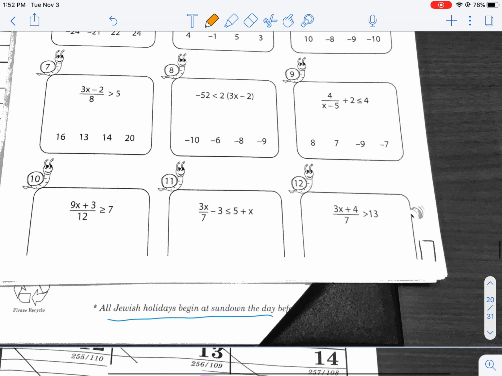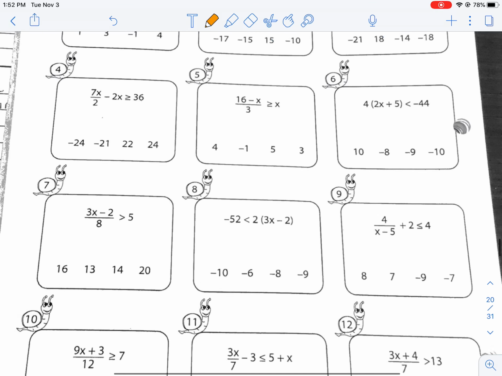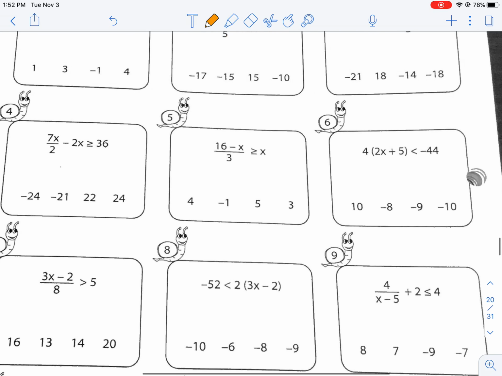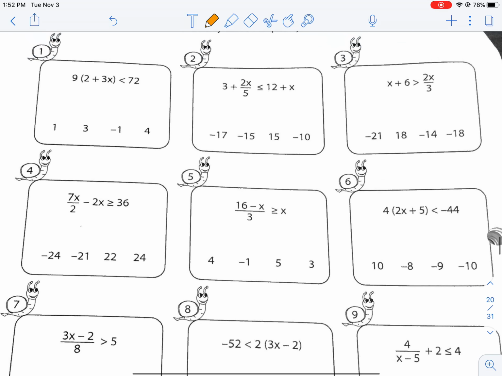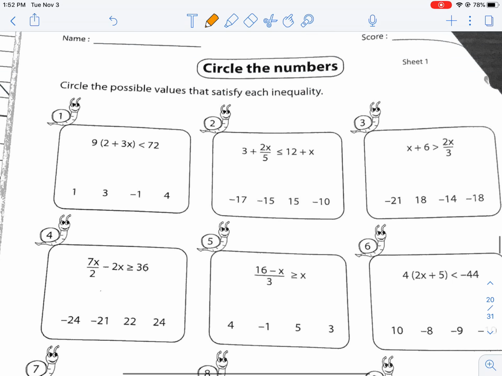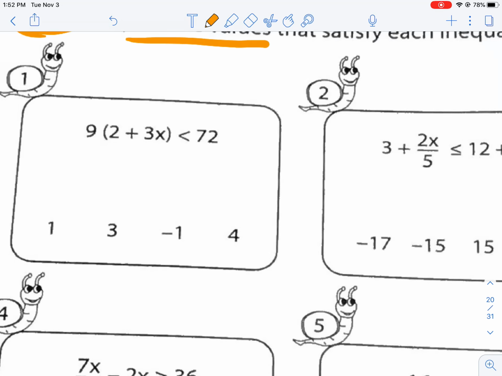let's flip to page 17. I want to do a few of these. These are just a little bit harder, which is good for us, right, guys? So let's go through and practice some maybe with distributive property. So let's look at number 1, same direction. Circle the possible values that satisfy each inequality.